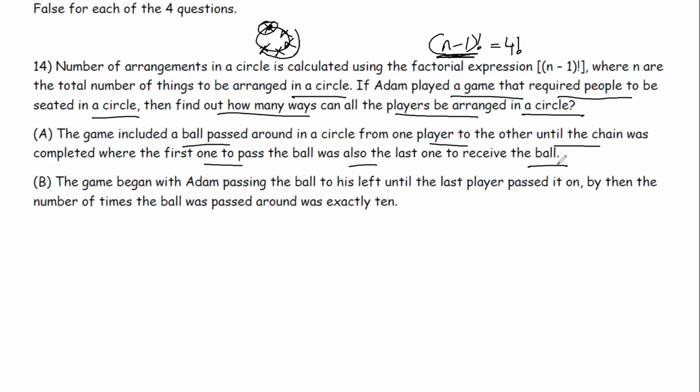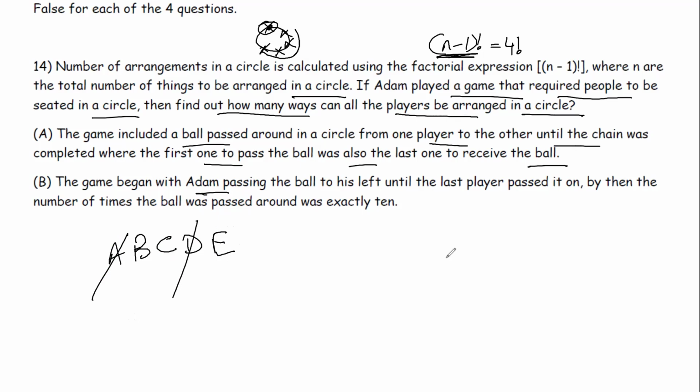So out here with statement A, we don't know how many participants there are, correct? All we know is that the ball is passed around until the first one who passed is also the last one to receive. So A doesn't answer; D is not the answer. The game began with Adam passing the ball to his left until the last player passed it on. By then, the number of times the ball was passed around was exactly 10.